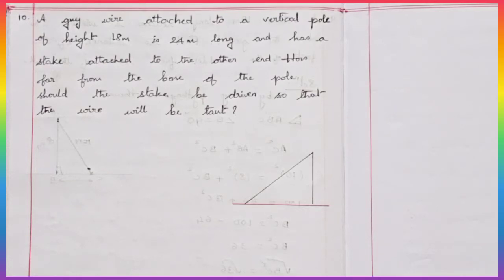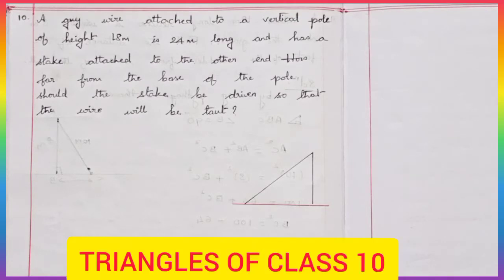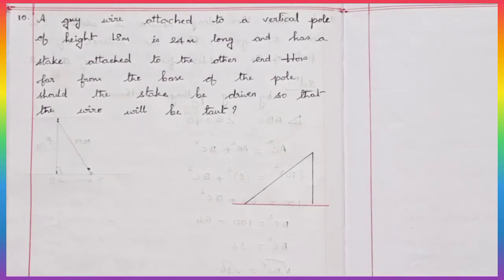Today we are solving problem number 10 from the unit of triangles of class 10. The question is taken from exercise 6.5 in the CBSE textbook and exercise 2.5 in the Karnataka state textbook. The question is like this. A guy wire attached to a vertical pole of height 18 meter is 24 meter long and has a stake attached to the other end. How far from the base of the pole should the stake be driven so that the wire will be taut?